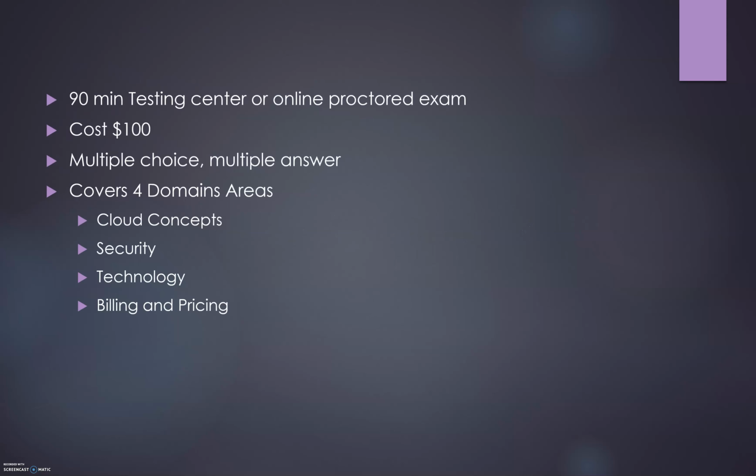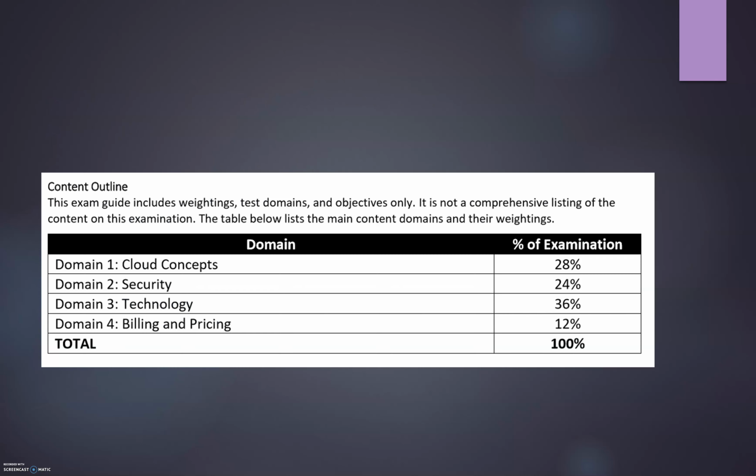So the first thing that I always like to know when I'm going to study for an exam is how much it's going to cost and what it's going to consist of. So the exam overview: it's a 90-minute test, and they actually started offering it this year to be able to proctor it online from home, or you can go to the test center. It costs $100. It consists of multiple choice and multiple answer questions, and it covers 4 domain areas. Those 4 domain areas are cloud concepts, security, technology, and billing and pricing.